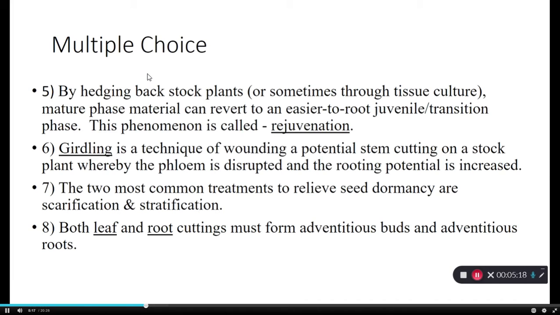In number 6, girdling is a technique of wounding a potential stem cutting on a stock plant whereby the phloem is disrupted and the rooting potential is increased. Perhaps in your mind's eye, think of a plant, and a single stem on that plant is going to serve as a propagule, a cutting. But before we cut it off of the mother plant, we're going to girdle. Maybe see a twist tie around that stem, not so tight that it's going to cut it, but tight enough to restrict the downward flow of sugars through the phloem system. And they accumulate above the point of girdling.